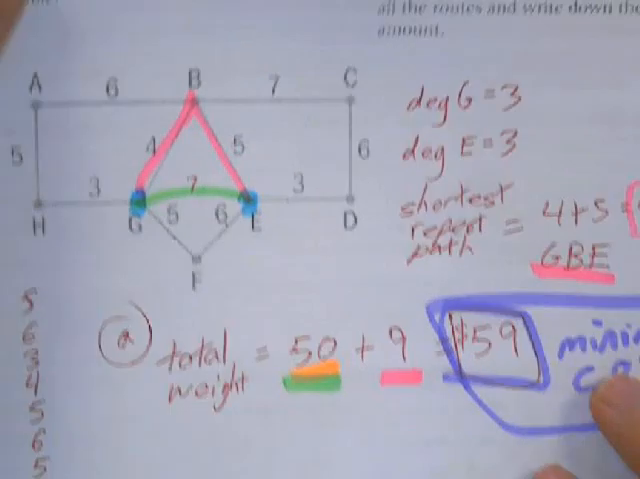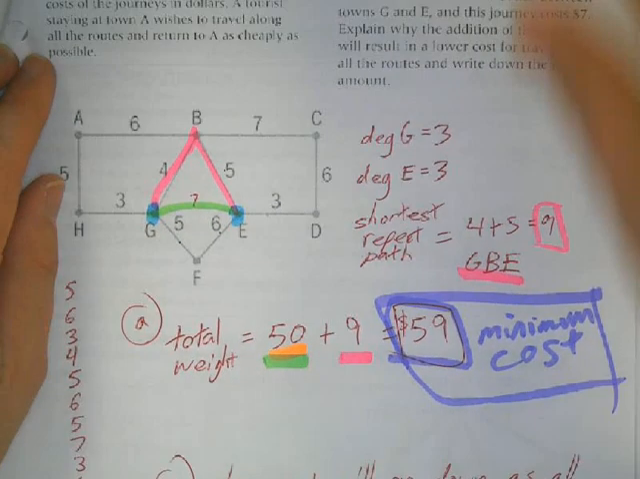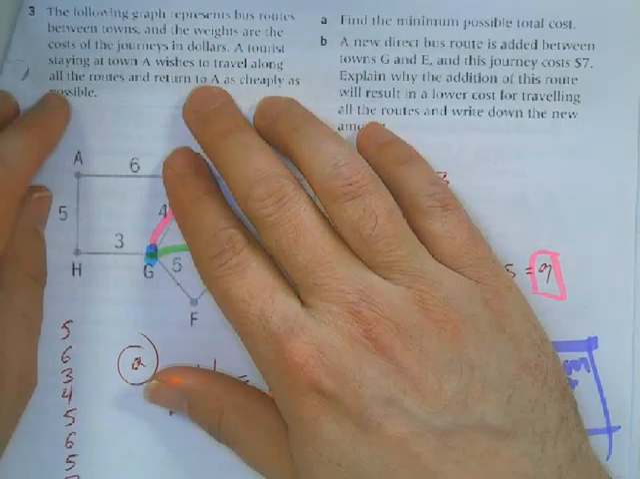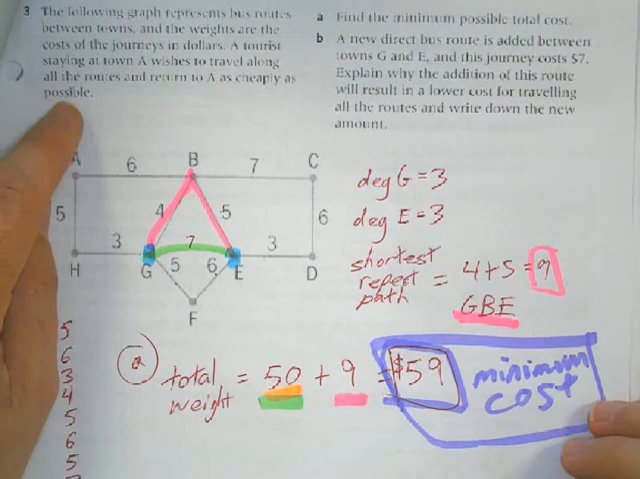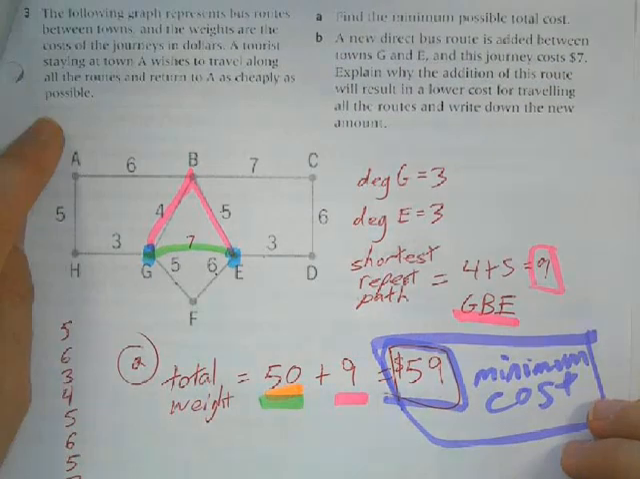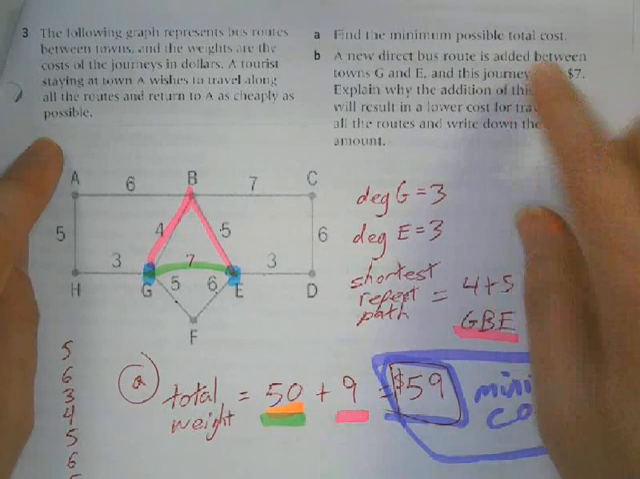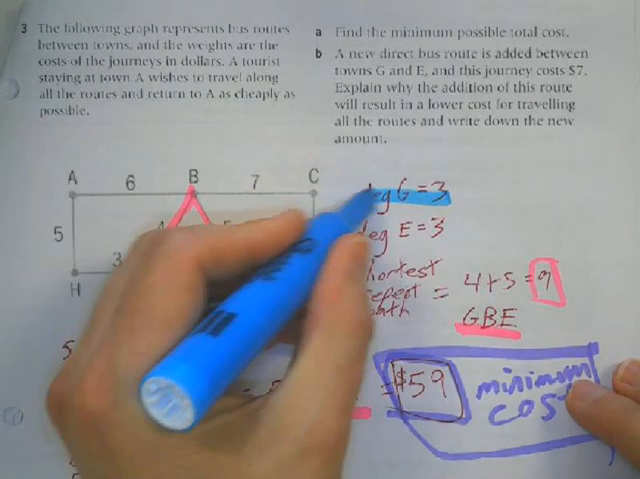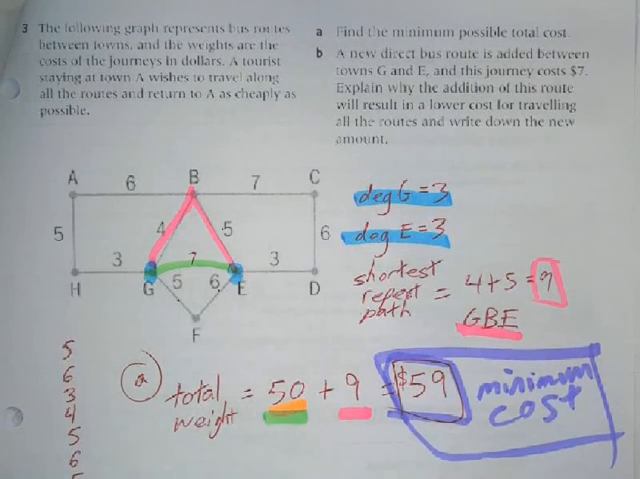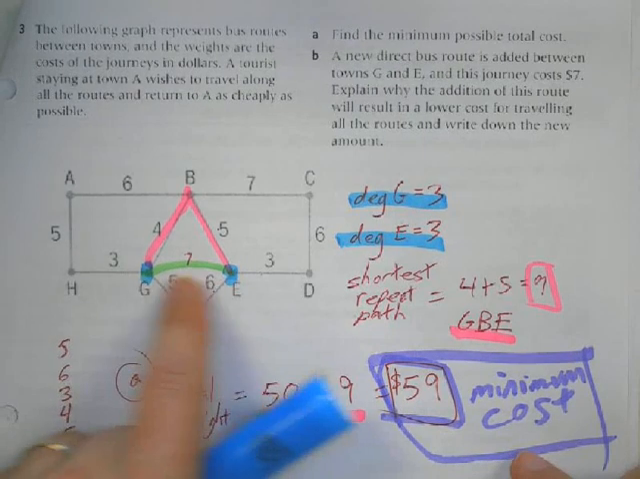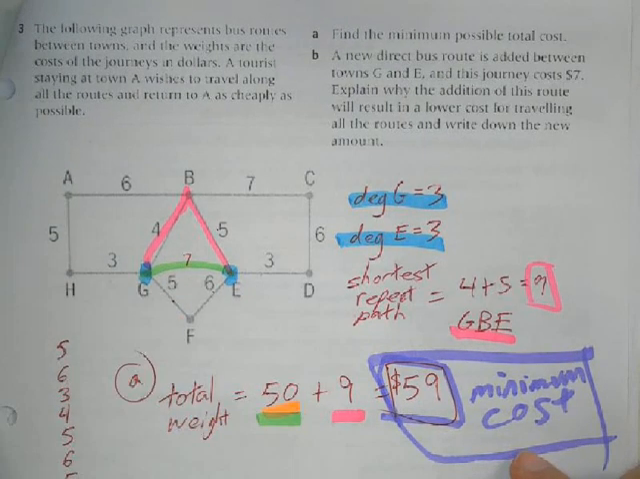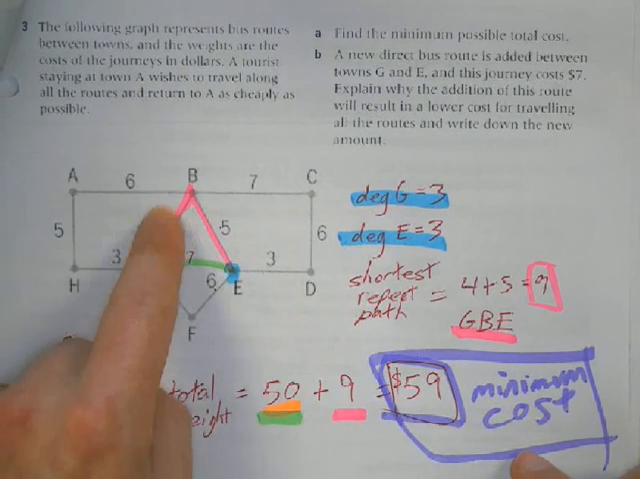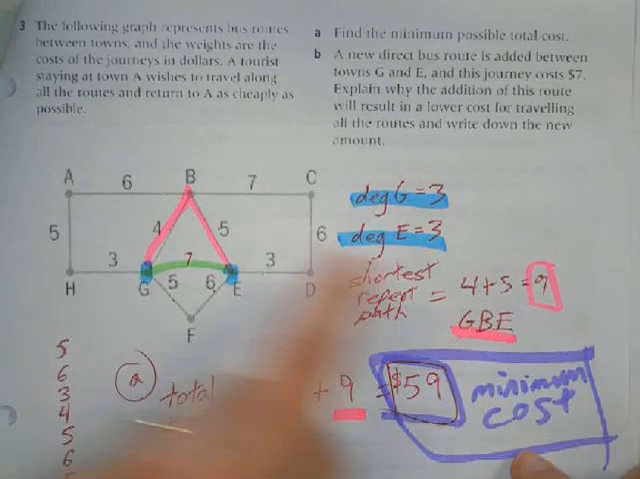Okay, question 3. This represents bus routes. A tourist staying at a town wishes to travel along all the routes and return to A as cheaply as possible. Find the minimum possible cost. So I went through the process here, and we found out that G and E both have degrees of 3. And the shortest route between G and E is, well, from here to here is 5 and 6, which is 11. Or I could take the pink route, which is 4 plus 5, which gives me 9. The pink route is the shortest route.